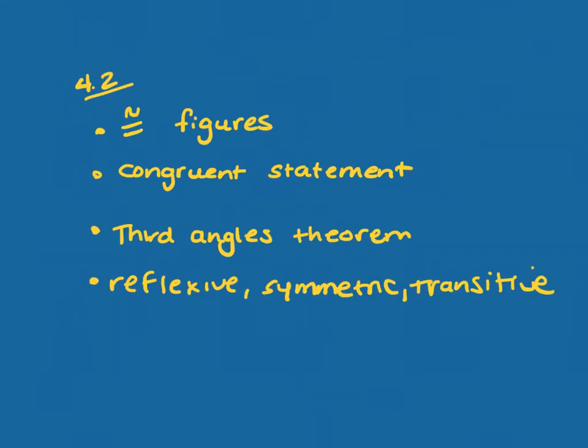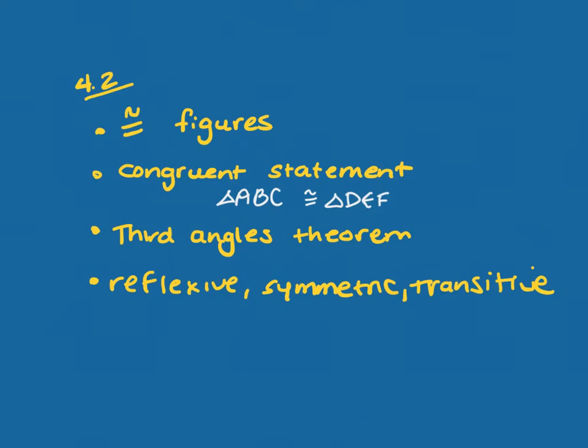4.2 is the definition of congruent figures, which is all the sides and all the angles are congruent. A congruent statement like triangle ABC is congruent to triangle DEF, where the order of the letters is important. A matches D, B matches E, C matches F. Third angle theorem, which we've now used like 17 times just today alone, says that if we know two pairs of angles are the same, then the third are congruent.